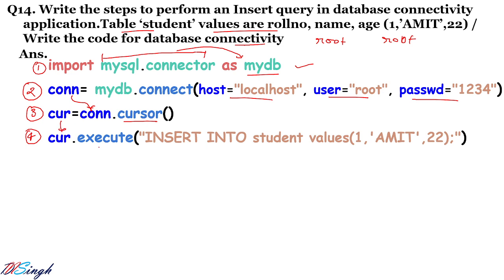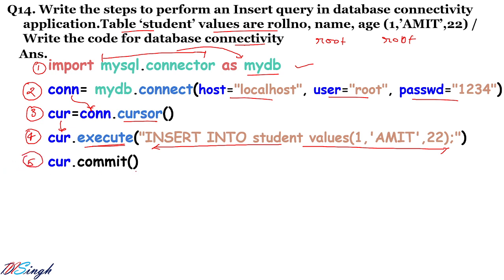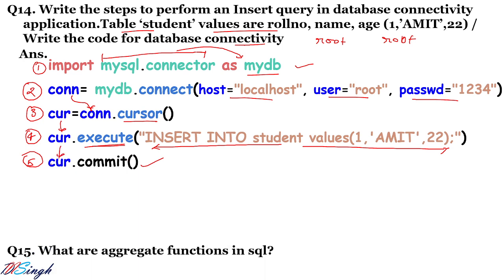With the help of the cursor object, we are going to call the execute method, which will send our query to the MySQL server. Fine, we have sent our query to the MySQL server, and then we are going to make the changes we have done permanent. For that, the commit function is utilized, which is also called with the cursor object only. I hope it is clear.